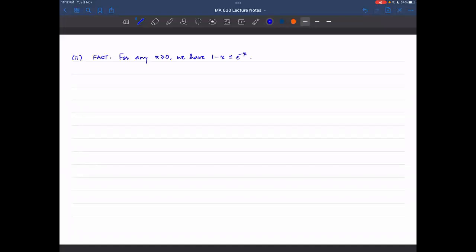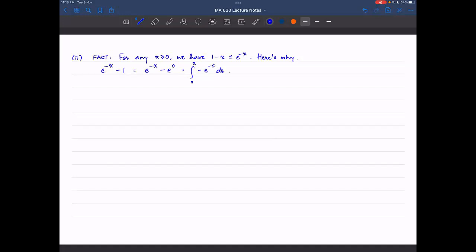All right, let's check this. Why is this true? Here's why. Let's say I look at e to the negative x minus 1. I realize that this is e to the negative x minus e to the 0. And then using the fundamental theorem of calculus, this is simply the integral from 0 to x of minus e to the minus s ds. I've simply used the fundamental theorem of calculus.